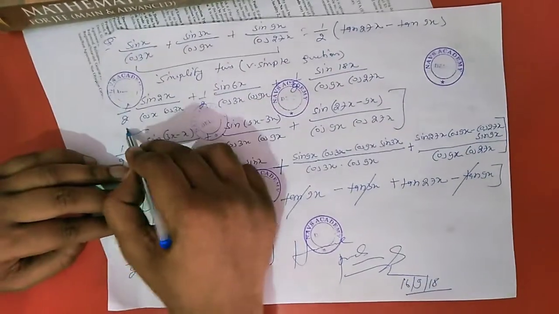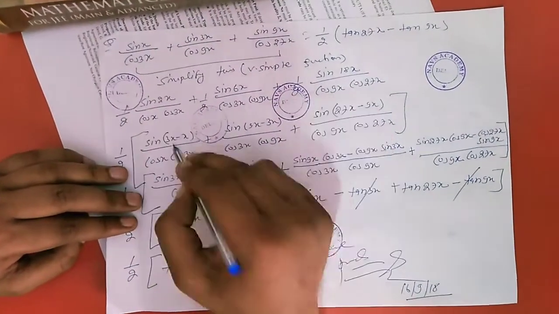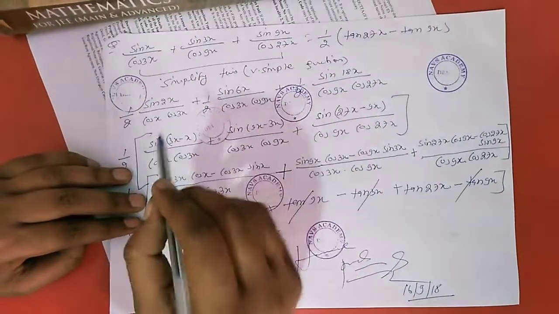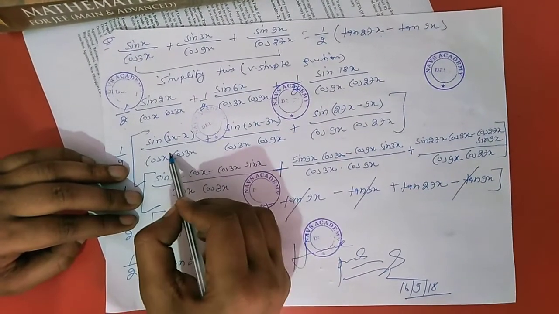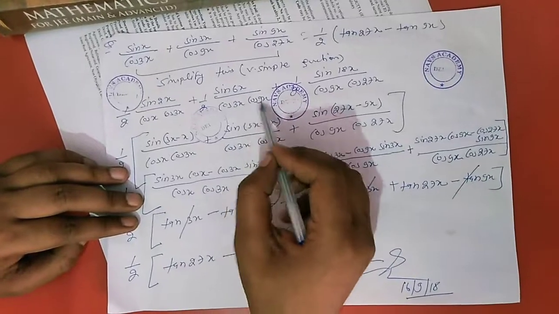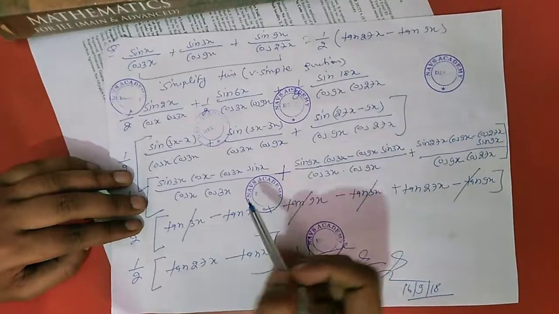After that, here is 1 by 2, here is 1 by 2 and here is 1 by 2. We take this common. It means sin 2x we can write as sin of 3x minus x. Same thing, sin 6x is sin of 9x minus 3x, and sin 18x is sin of 27x minus 9x.